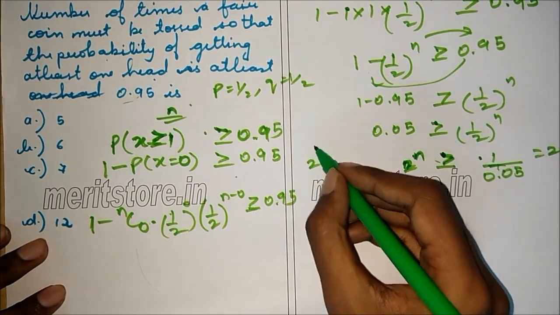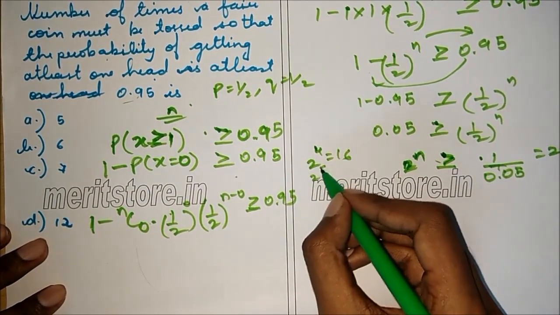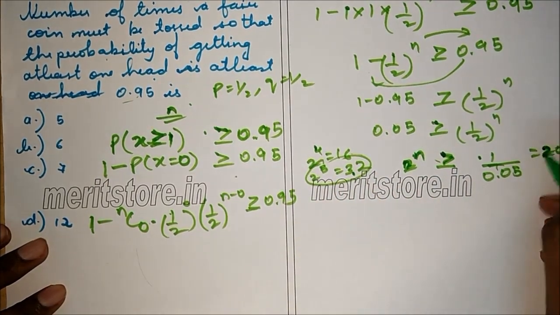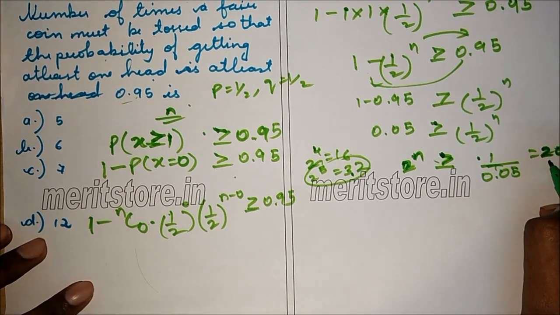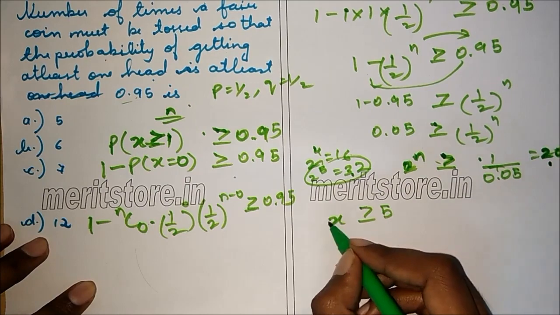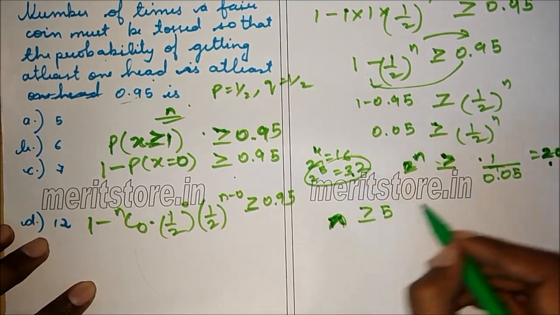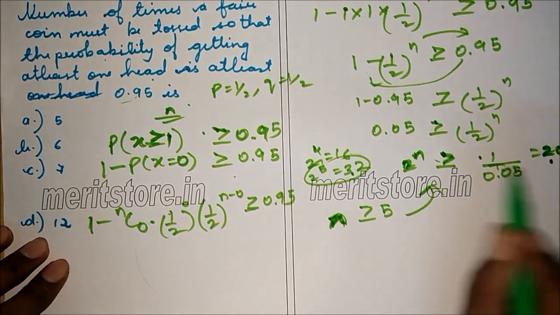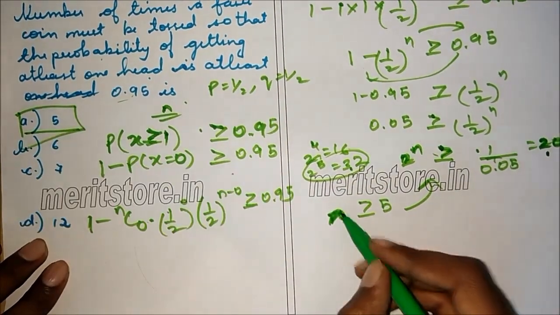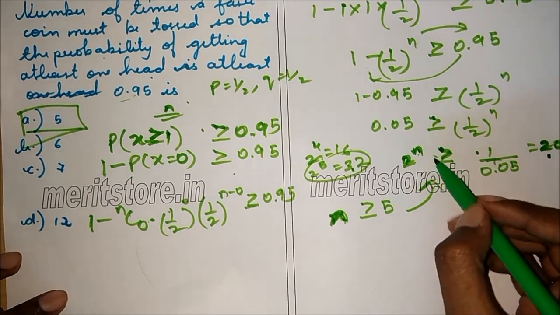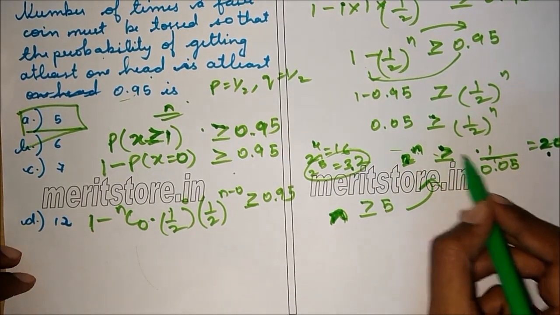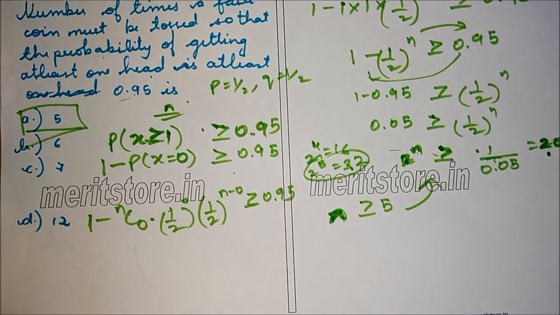So we know that 2 raised to 4 is 16 and 2 raised to 5 is 32. So starting from 32, it becomes greater than 20. So for n greater than or equal to 5, this condition is satisfied. So the least value of n will be 5, which is option A. So for n equals 5, this condition will be true, that is 2 raised to n is greater than or equal to 20. So the answer is A.